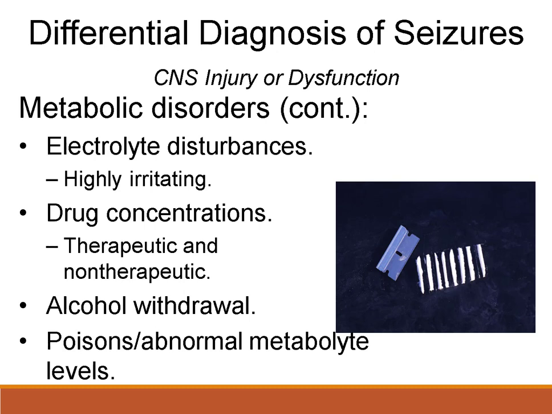Some more metabolic disorders. Electrolyte disturbances are highly irritating to brain tissue. Alcohol withdrawal, poisons, abnormal metabolite levels. Let's discuss electrolyte disturbances just a bit more. Obviously, electrolyte disturbances play a big role in homeostasis. Some of the levels we're talking about would be hypocalcemia, hyponatremia, hypomagnesemia, and rarely even hypokalemia. All of those electrolytes being out of balance can cause a highly irritating disturbance that causes seizures.